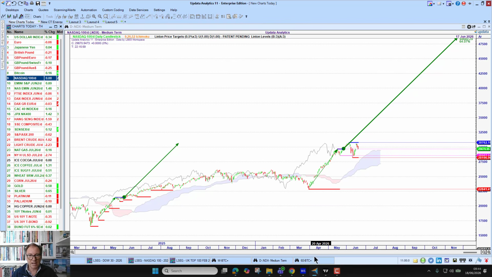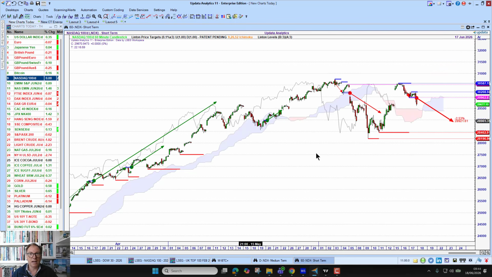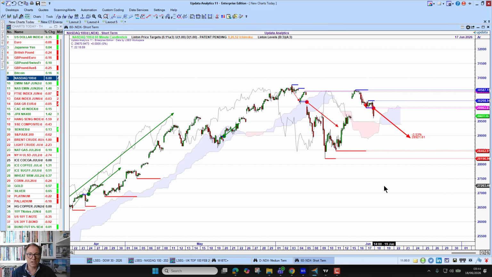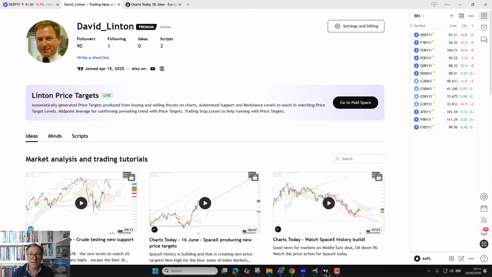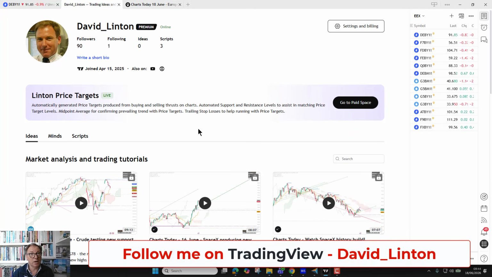This is the Nasdaq. Interestingly, we're seeing that these US stock indices are struggling to make new highs, another new downside target. And in fact, I covered that on TradingView today. I'll put the link in there. So I've covered it in TradingView as well.